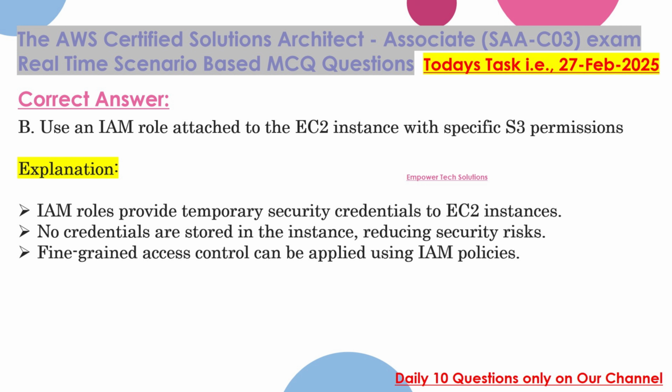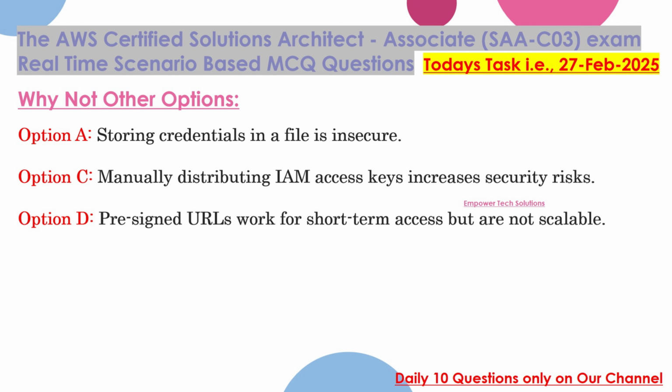Explanation: IAM roles provide temporary security credentials to EC2 instances. No credentials are stored in the instance, reducing security risks. Fine-grained access control can be applied using IAM policies. Why not other options? Option A, storing credentials in a file is insecure. Option C, manually distributing IAM access keys increases security risks. Option D, pre-signed URLs work for short-term access but are not scalable.